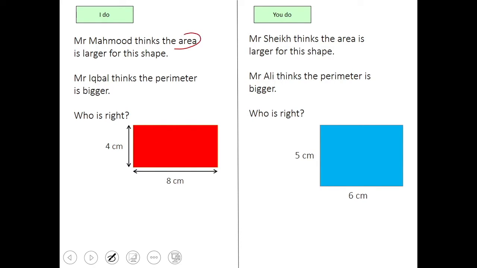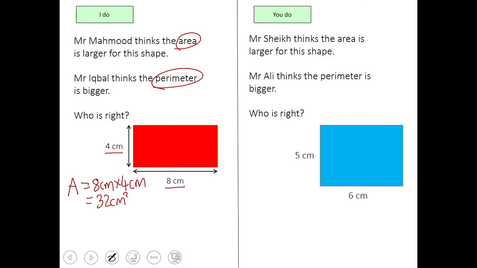So we need to work out the area and we need to work out the perimeter. So remember, to work out the area for a rectangle, it's going to be base times height. So all we need to do for the area is do 8 centimeters times 4 centimeters. And the answer is 32 centimeters squared.